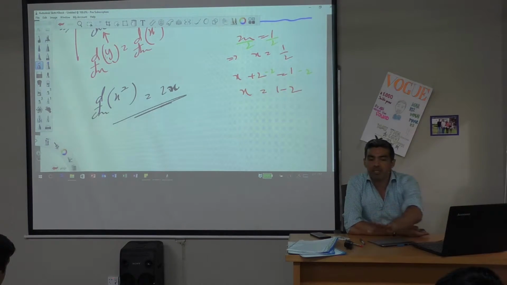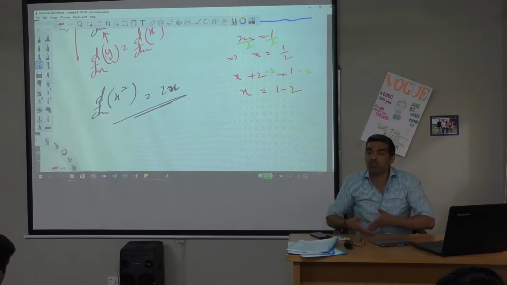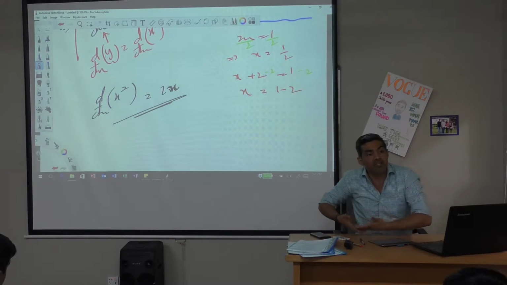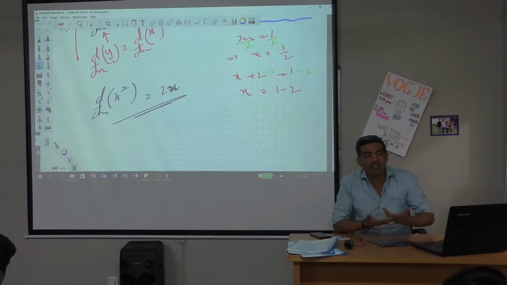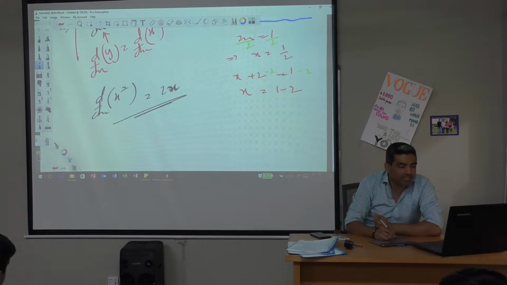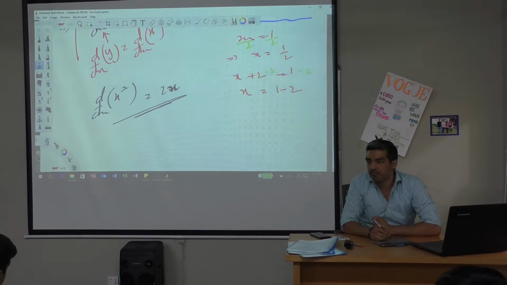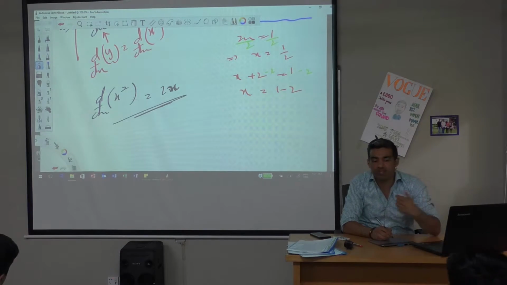You can use dy by dx if there is a y given. If I say y is equal to x square, then fine, dy by dx is equal to 2x. But if the question says differentiate x square with respect to x, how can I just write dy by dx equal to 2x? Where did the y come from? You would write d by dx of x square, because this is an indication that the differential operator is being applied on x square and the result is 2x. That's what we need to understand right now: d by dx of x square.